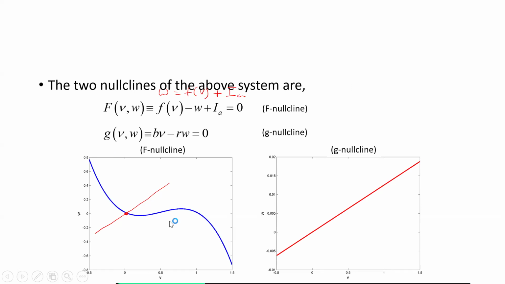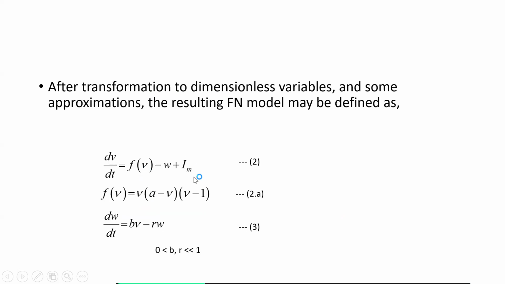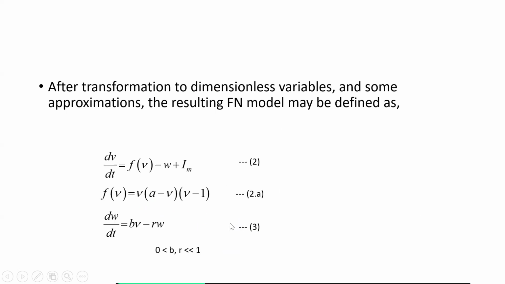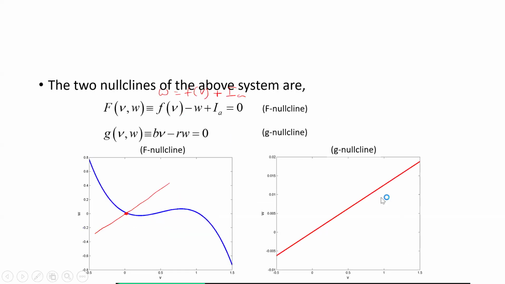So when you draw the null lines for the first equation, that is the V null line, if you set this to 0, it will look like this, like some kind of inverted N-shaped null line. For the second equation, if you set this to 0, you get bv is equal to rw, or w is equal to bv by r. That's a straight line. Those are the two null lines.